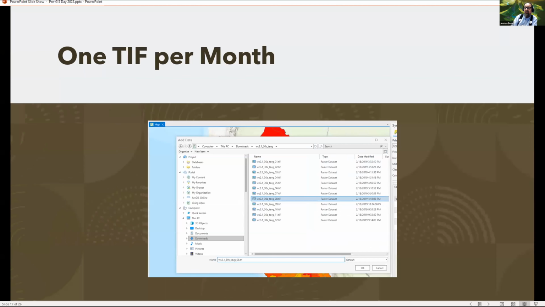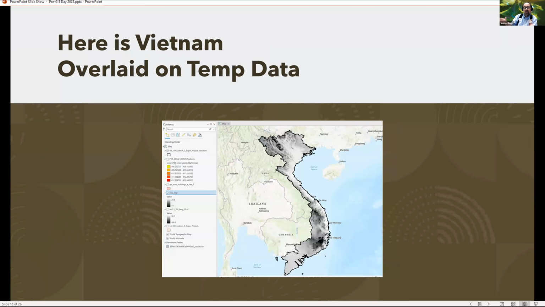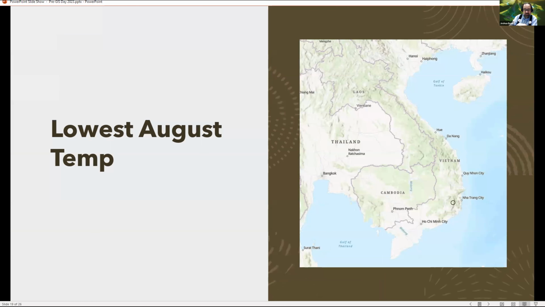Everything that you download from here comes in 12 TIFF files. These are raster images, one for each month. So if you needed a specific month like I needed here, I'm going ahead and bringing in the August average temperature data. It is worldwide. Then you can see I've clipped it here for Vietnam. And we are looking for the temperature data that is the lowest. And the particular raster cell was way down here in southern Vietnam.